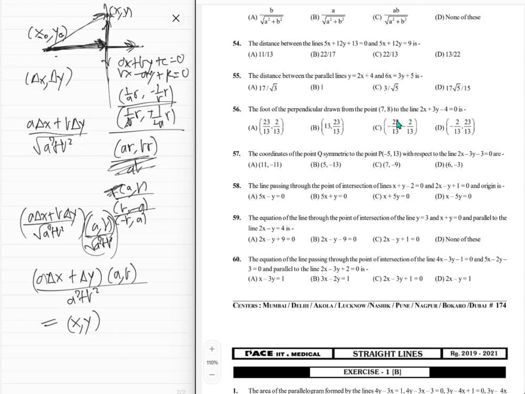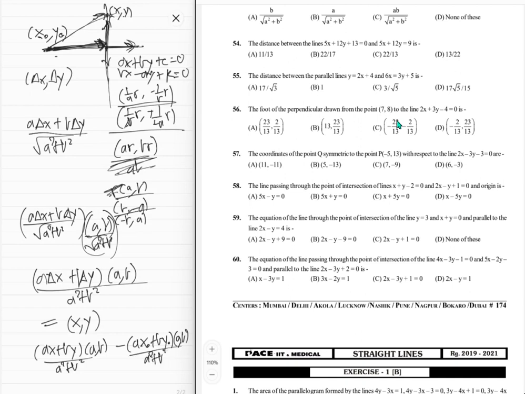Wow, this was so huge. Okay, so this can be written as ax plus by into (a, b) upon a squared plus b squared, minus ax naught plus by naught, (a, b) upon a squared plus b squared.